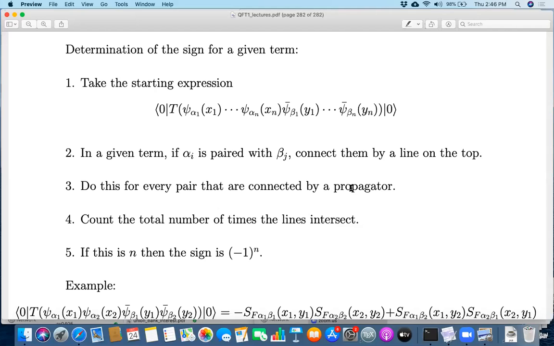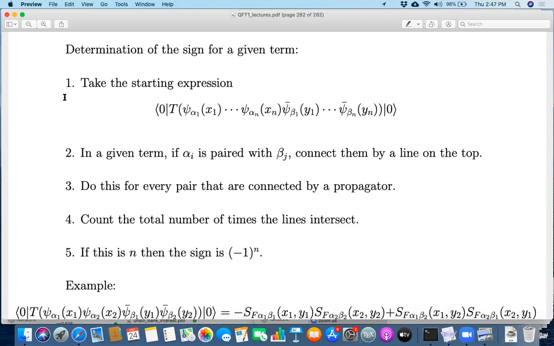So this is for a given Feynman diagram that we're calculating. For a given Feynman diagram, we have these alphas and betas, and we connect them in the way it's given in that Feynman diagram. Then we count the total number of times the lines intersect. All these lines that you have drawn, you count the total number of times the lines intersect. And if this number is n, then the corresponding sign is (-1)^n. So this is the rule.